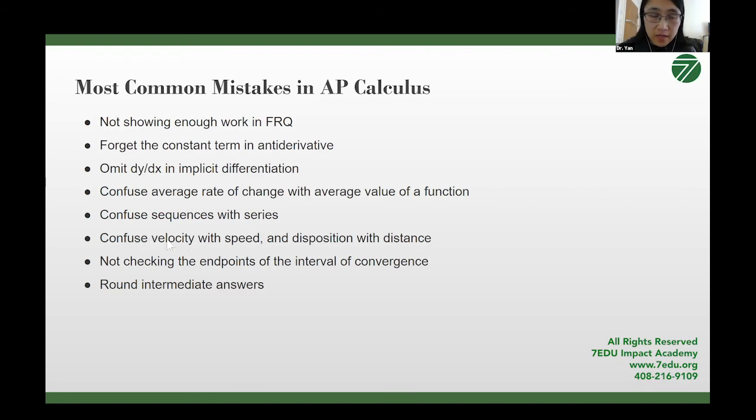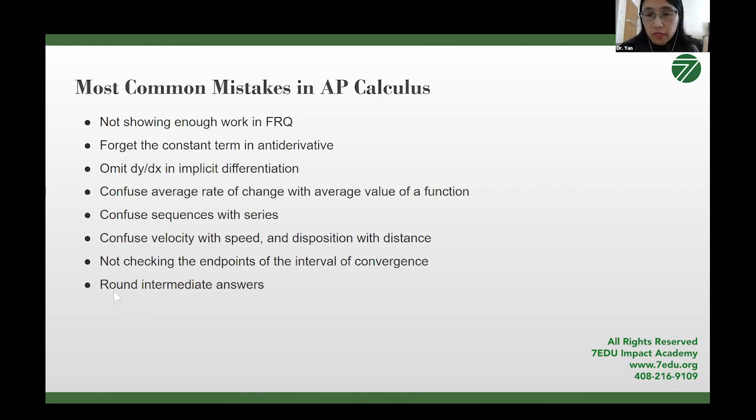Okay, the test writers already know what topics students tend to confuse, and they intentionally test us with those topics. So they will catch the students who don't pay attention to those concepts. Another common mistake I've seen among students, again, this is a BC topic, is not checking the endpoints of the interval of convergence.